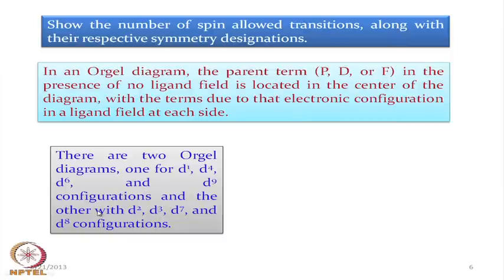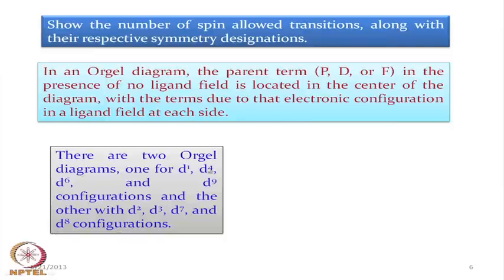Similarly, D2 and its hole equivalent D8, and D3 and its hole equivalent D7, can also be paired up. So, if we have the D2 D8 configuration, we have the corresponding ground term as 3F. Similarly, if we have the D3 D7, the ground term is again F, but of different spin multiplicity. So, we will be dealing with only the D term and the F term. The only difference for these different electronic configurations is that they have different spin multiplicity.